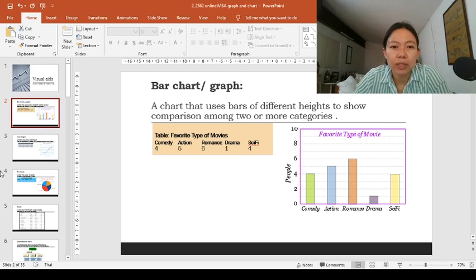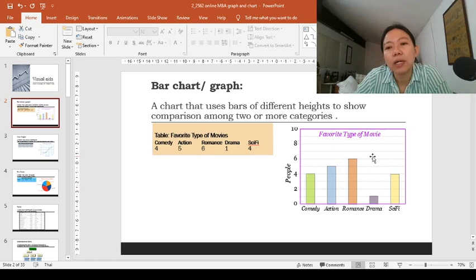For example, I'm doing my mini research here. So I go around and ask my friends what is their favorite type of movie. So four of my friends say that they like comedy, five love action film, six prefer romance, only one likes drama, and four people like sci-fi movie. So I got all the information here and I put them into the bar chart.